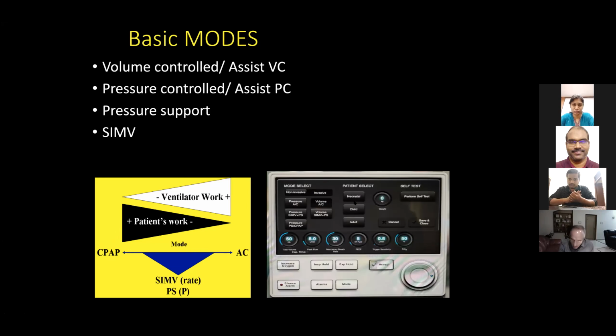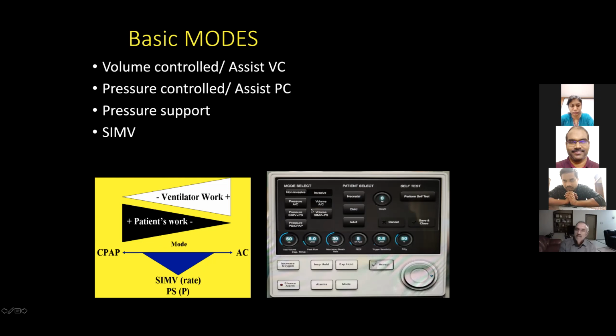Whenever you are on a ventilator and you press the mode button, this is the screen you get. One is non-invasive or invasive. Then you have to press the invasive button. Then you have to choose: pressure control or pressure assist, volume control or volume assist, then SIMV, then pressure support. These are the basic modes you get in any ventilator. So you have to be aware of this screen. Whenever you touch the mode button, this is what is displayed in most ventilators.